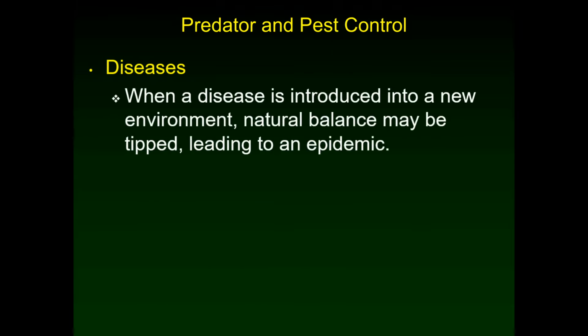Disease is another one. This isn't really thought about a whole lot. When a disease is introduced into a new environment, natural balance can be tipped, leading to an epidemic. This isn't just human disease. Dutch elm disease is a massive fungal infection that's going around right now, and it's thought to have been native to Russia. The reason it's thought to have been native to Russia is because the elm trees from Russia show it only as a secondary stressor.